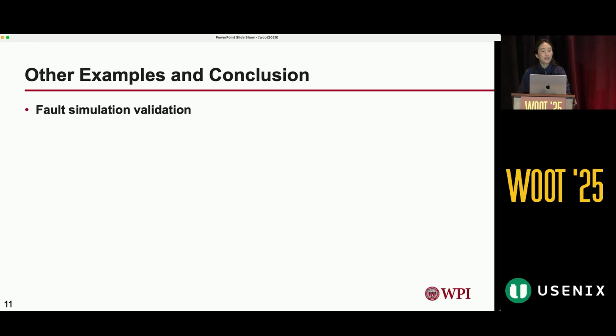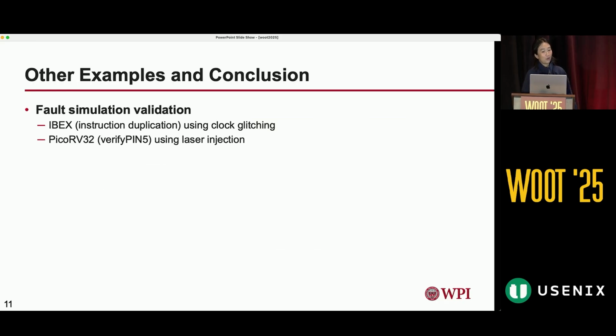I really want to encourage you to read our other examples, because what I have presented here is just a very simple example. We are also able to do this fault simulation validation on different cores, IBEX and PicoRV32, with different examples. We are also able to perform more than one glitch. So it's very interesting, and it shows how useful it is to be able to analyze the DSTG.